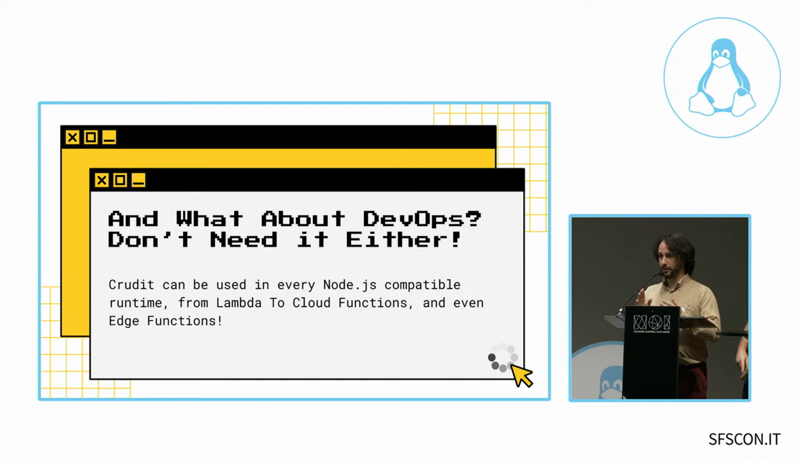What about DevOps? If you want to make a simple CRUDit-based application, you don't need DevOps because you can use it on a serverless platform. CRUDit works on every Node.js runtime, so you can use it on Cloud Functions, AWS Lambda, or Edge Functions from Vercel. You can choose your favorite vendor and it can be used across every service.